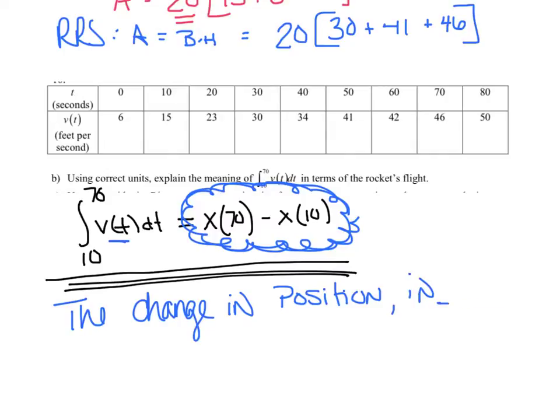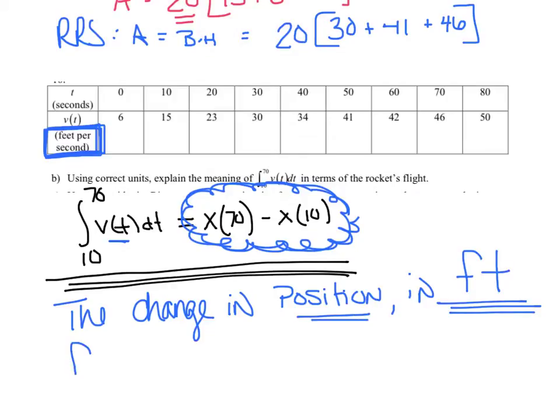In, now we need units. Underline this. You have to have your units in there. If your velocity was feet per second and you integrated, you went backwards, so now you're getting that in feet, and that's what position is measured in, feet, from t equals 10 to t equals 70. And that's all we need to say. It should be that simple. Finish the first fundamental, and then write your sentence based off that.